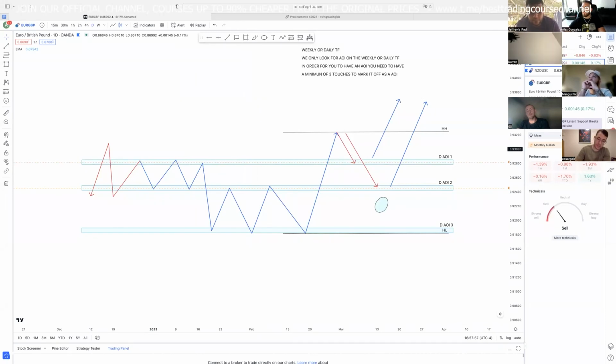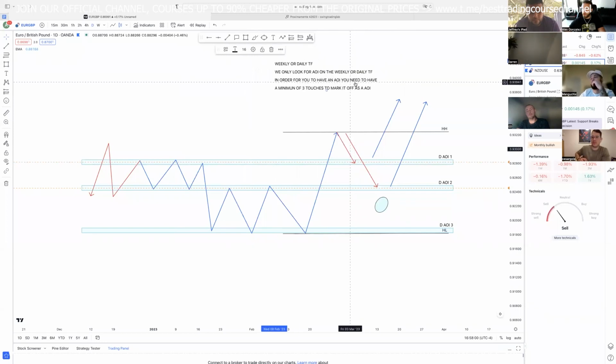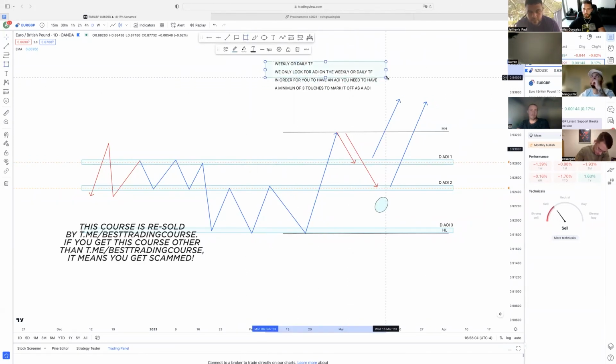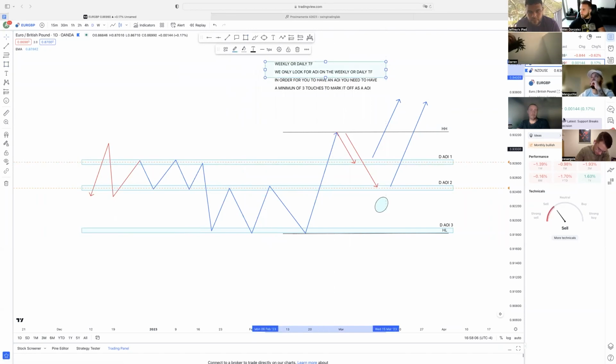Those areas of interest are just drawn on the weekly or the daily. I'm not going to answer that because it's right here. When price did not fully reach the level but touched USD CAD, we're not on USD CAD right now. I don't even remember the last time I traded USD CAD.